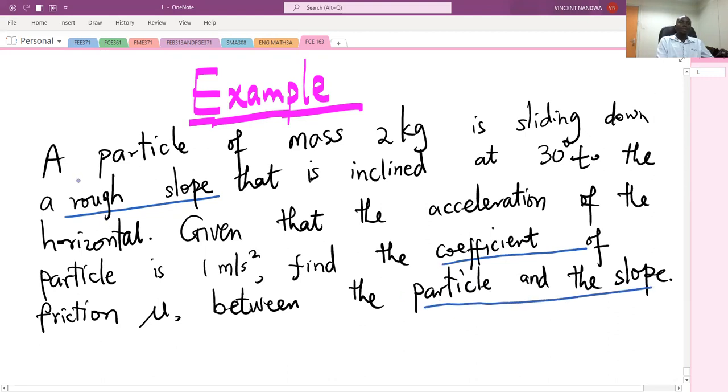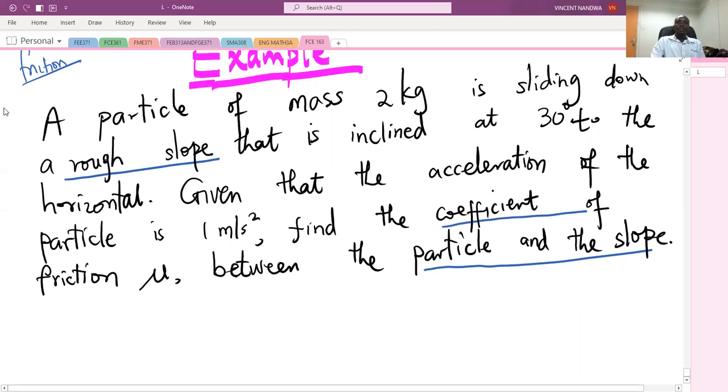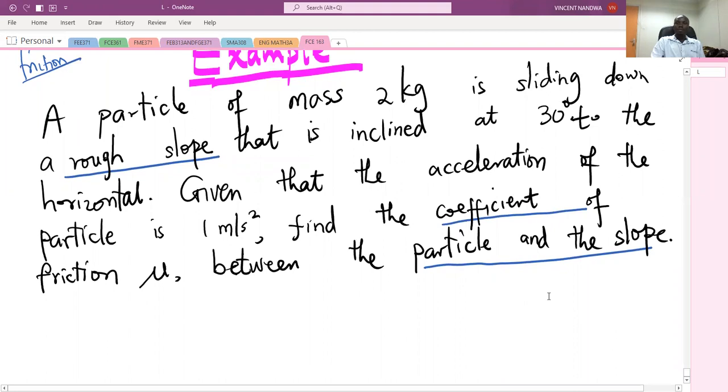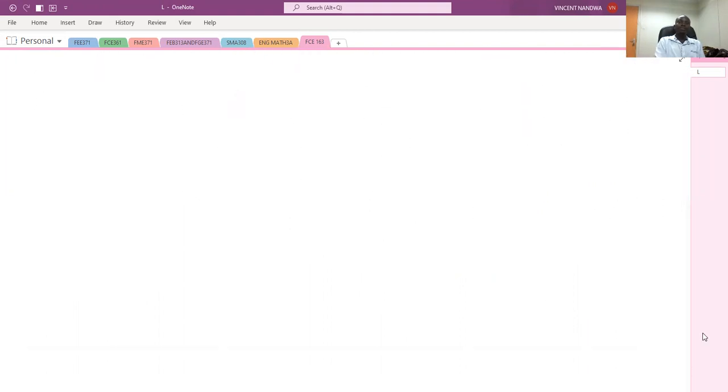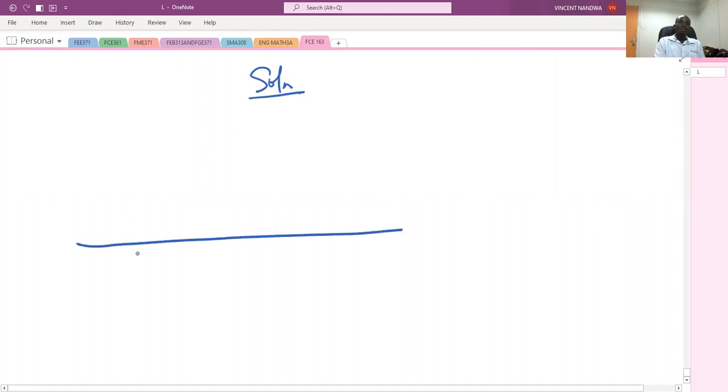So when we say the slope is rough, then it means that friction force must be considered. When you say smooth slope, then we ignore the effect of frictional force. So the first thing, let's draw the inclined plane, which makes an angle of 30 degrees with the horizontal. So solution. Simply the horizontal surface. Then this is the theta, which is 30 degrees. So this is the rough inclined plane.